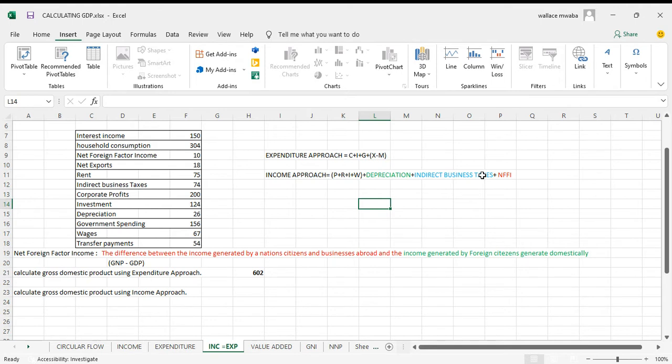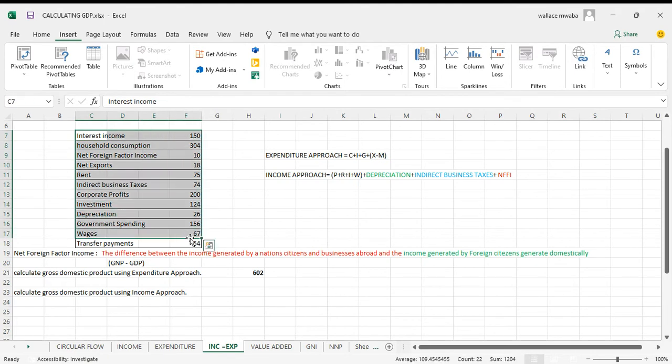So today we're going to be calculating the gross domestic product using the expenditure approach and the income approach. All right, so let's look at the information that we've been given. Our first question is to calculate the domestic product using the expenditure approach.